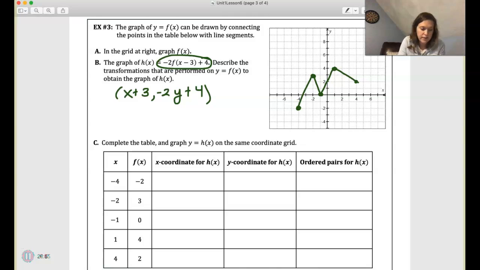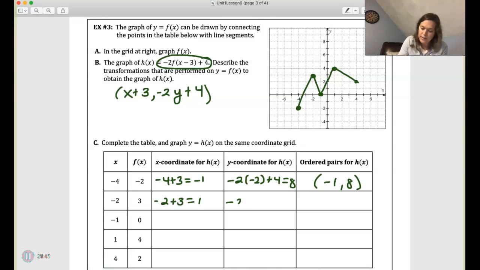So here we go. Let's do it. So -4 + 3 equals -1. -2 times -2 plus 4 gets us 8. So my ordered pair is -1, 8. Continuing, -2 + 3 equals 1. -2 times 3 plus 4 equals -2. So 1, -2. -1 + 3 equals 2. -2 times 0 plus 4 equals 4. So we get 2, 4.